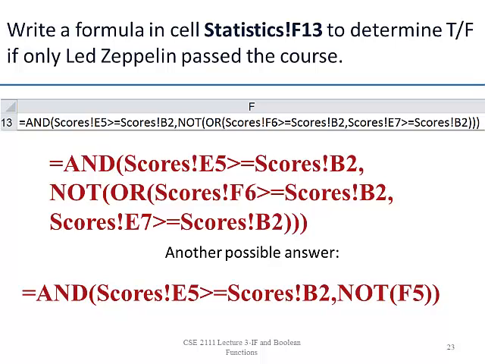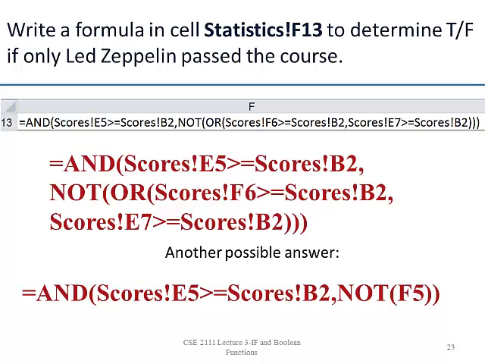The first thing you're going to check is to make sure that Led Zeppelin did pass the course. So the and, scores E5 greater than or equal to scores B2, we're checking to see if he passed the course. If he didn't pass the course, then we don't want to check anything else. So you have really two arguments in the and function: scores E5 greater than or equal to scores B2, and then the not or statement. Those are two arguments for the and function.